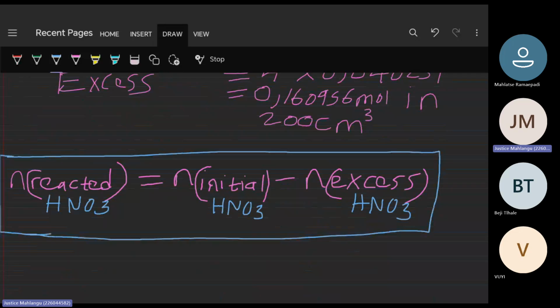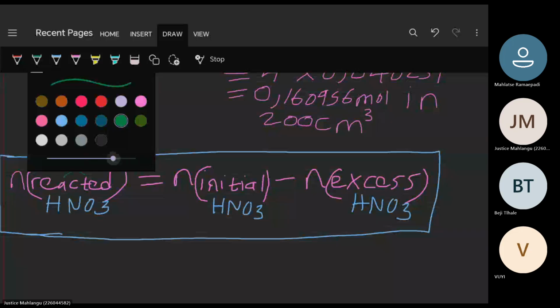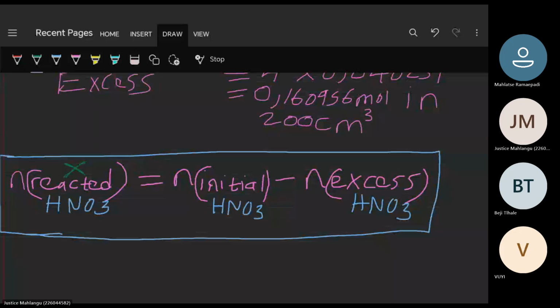Do we have the number of moles that reacted of nitric acid? We don't have this one. So I'm going to indicate the ones that we don't have in green. We don't have that one. Do I have the initial one? Yes, I have the initial one.